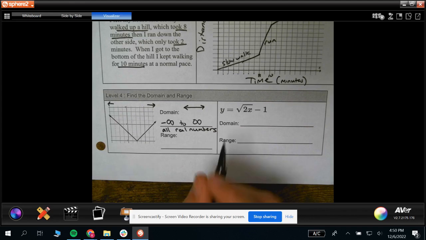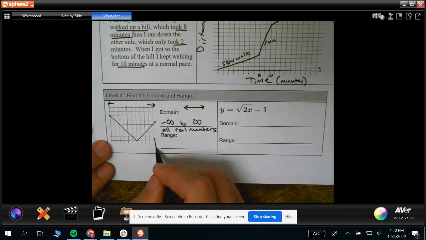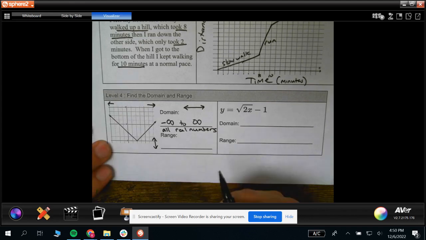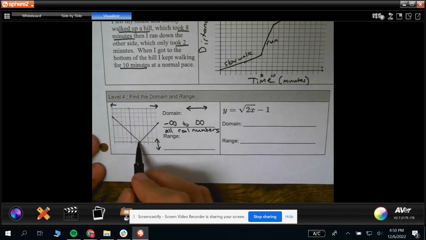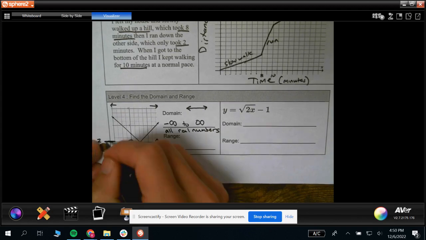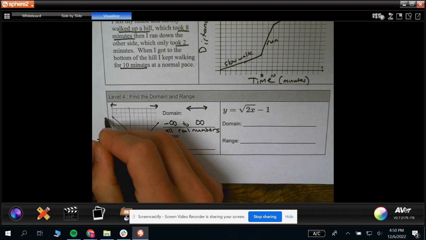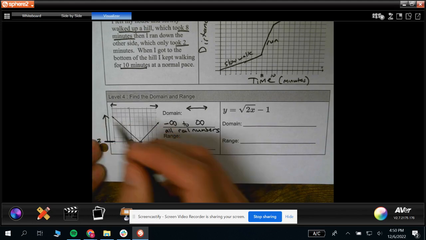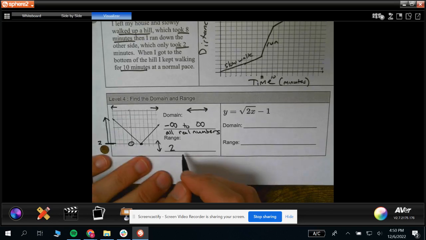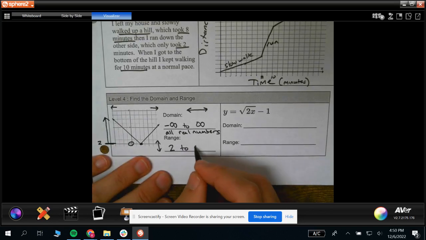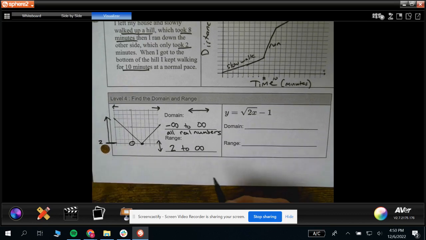Okay. Now the range is up and down, the y values. So I start at the bottom. What's the lowest point this graph hits? And it's right here. It has a hard stopping point right there. That is the value of 2. Now, how high does this graph go? It keeps going, it keeps going. I see the arrow. That means it keeps going up forever. So our range, the lowest number is 2, and it goes to infinity. 2 to infinity.